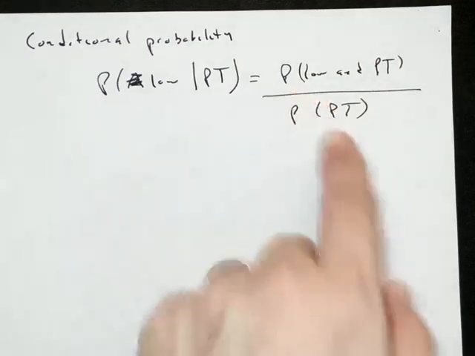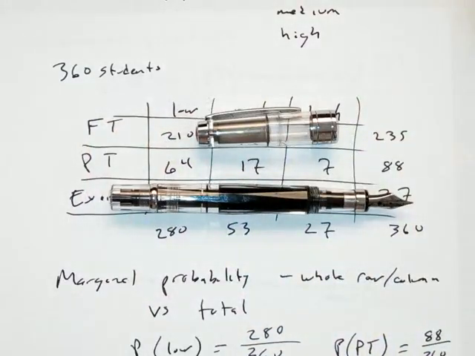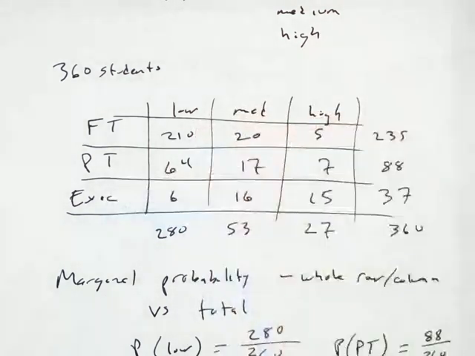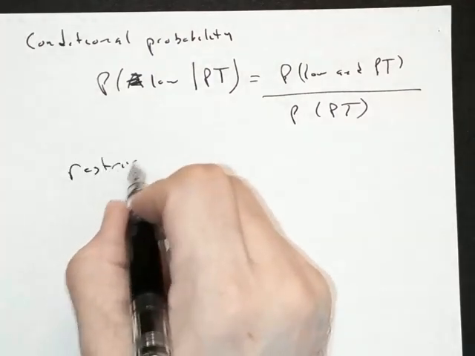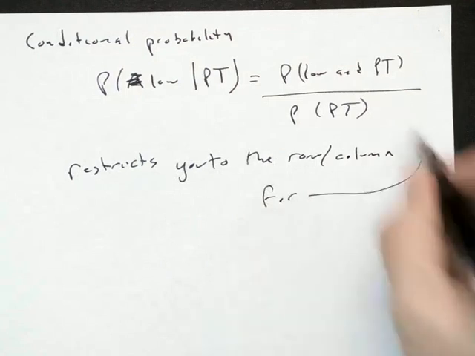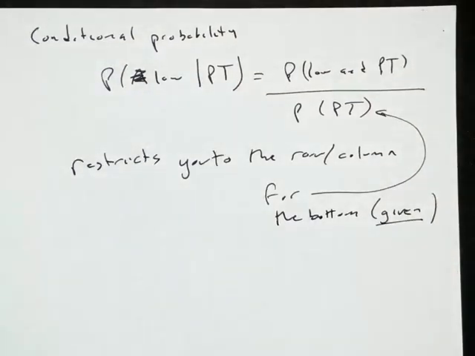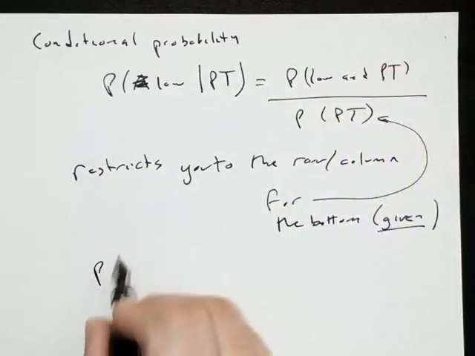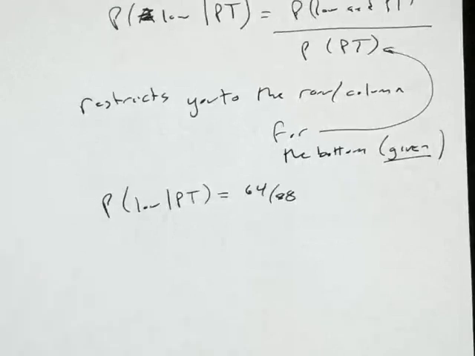I can go back to my table and I say low given part-time means really I only need to look at the part-time row. Ignore everything else. 64 of them are low out of a possible 88. I'm no longer looking across the whole table. A conditional probability restricts you to the row or the column for the given part. So rather than do the calculation this way, I can say, oh, P of low given part-time is 64 out of 88. What about the other way around?